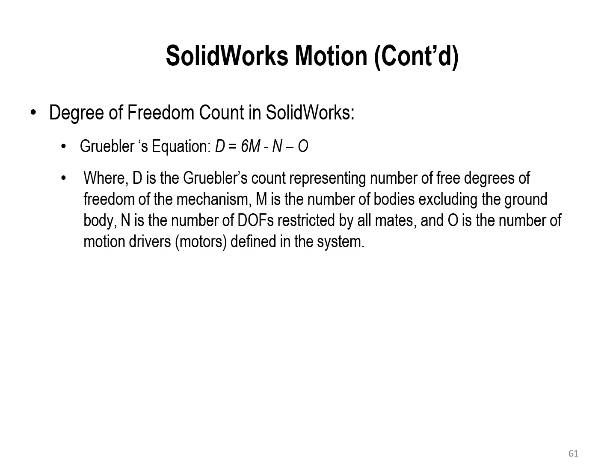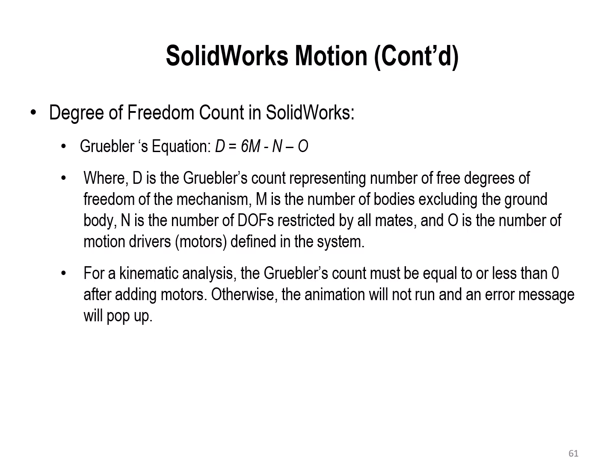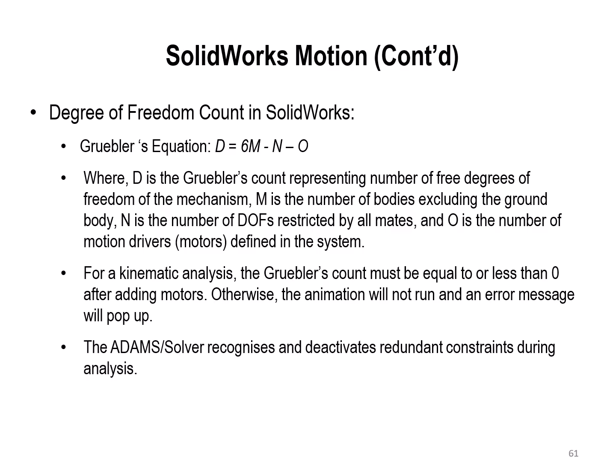M is the number of bodies excluding the ground body. N is the number of degrees of freedom restricted by all the mates. And O is the number of motion drivers, for example the motors defined by the system. For the kinematic analysis, the Grübler count must be equal to or less than 0 after adding the motors, otherwise the animation will not run and an error message will pop up. The ADAMS solver recognizes and deactivates the redundant constraints during the analysis.